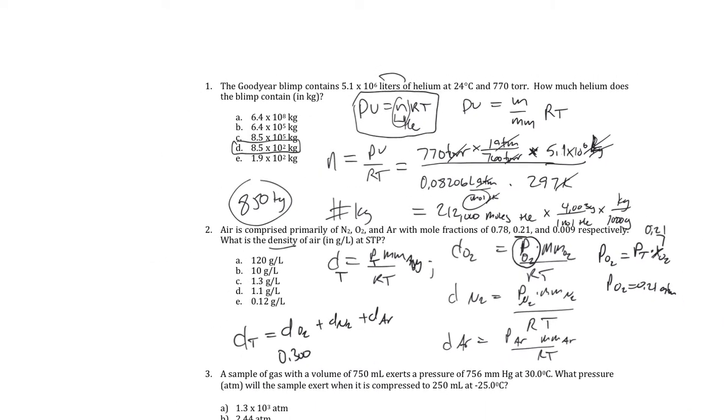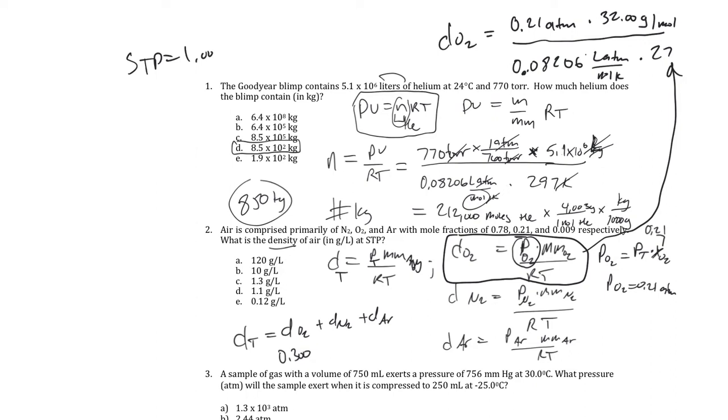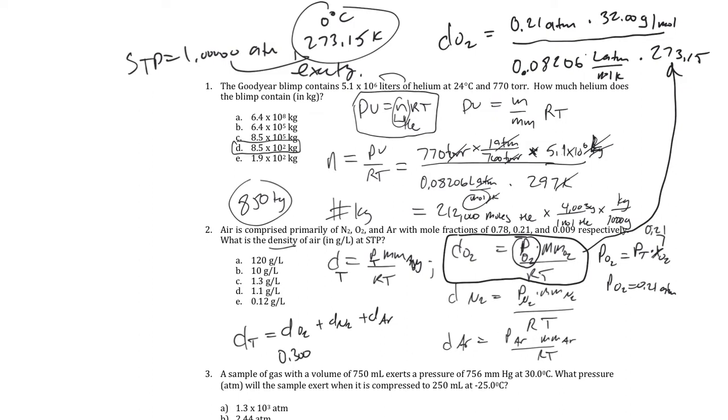In fact, let me write this out for one of these just up here. The density of O2 would be equal to the partial pressure of O2, 0.21 atm, so just the mole fraction, 0.21 times an atmosphere, times the molar mass of oxygen, 32.00 grams per mole, because we're using the grams per mole of O2, and then the gas constant, 0.08206 liter atm per mole Kelvin, and then STP is exactly 1 atm, 273.15 Kelvin, or 0 degrees C. It's these temperatures and pressures exactly. And so that's where I got the 0.300.